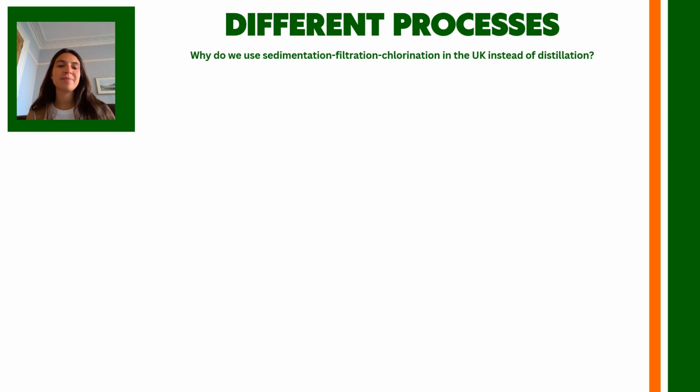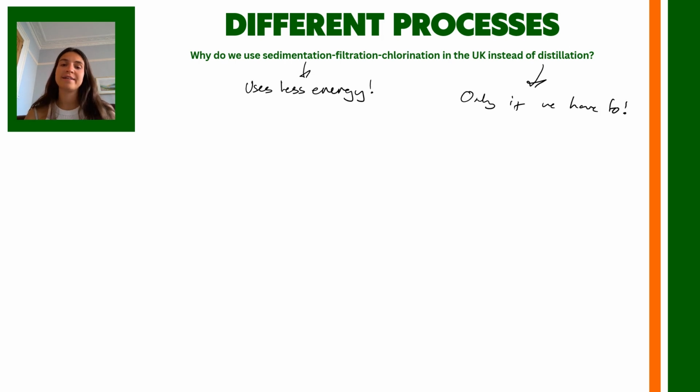Okay, why do we use sedimentation, filtration, chlorination in the UK instead of distillation? So the short answer to this is because that process uses less energy and we will only use distillation if we really need to. Just to remind you what those different things are, so filtration is where we filter out some big things from our water. So things like large twigs or plastic bags, anything big that we can filter out from our water straight away.